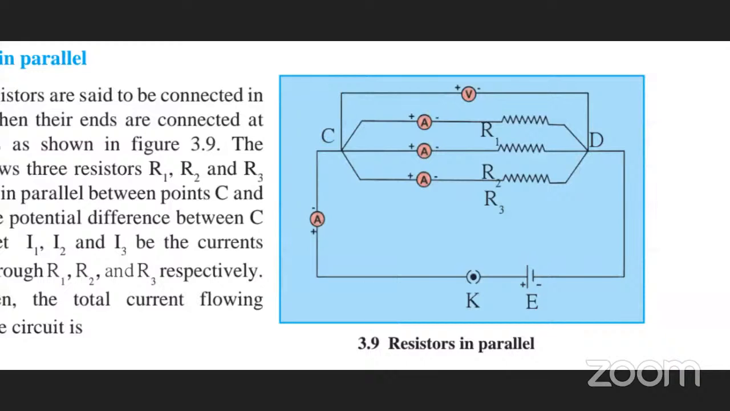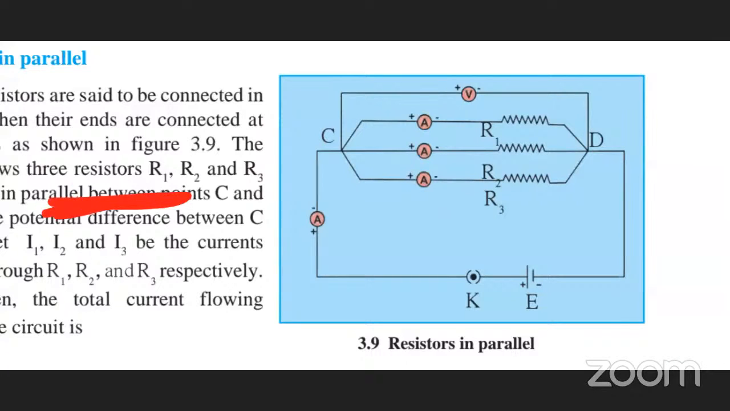K is the plug key. Not Kelvin. K here, the K inside the circuit, is the plug key. What is the role of the plug key? Plug key is very important in the electrical circuit. What is the work of this plug key? Forgot everything.